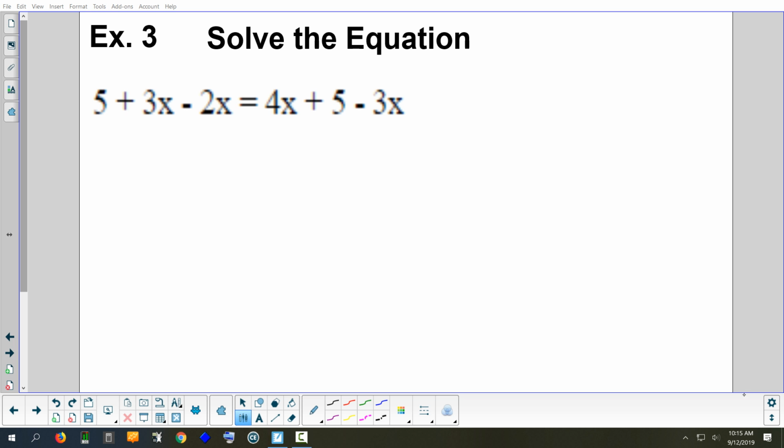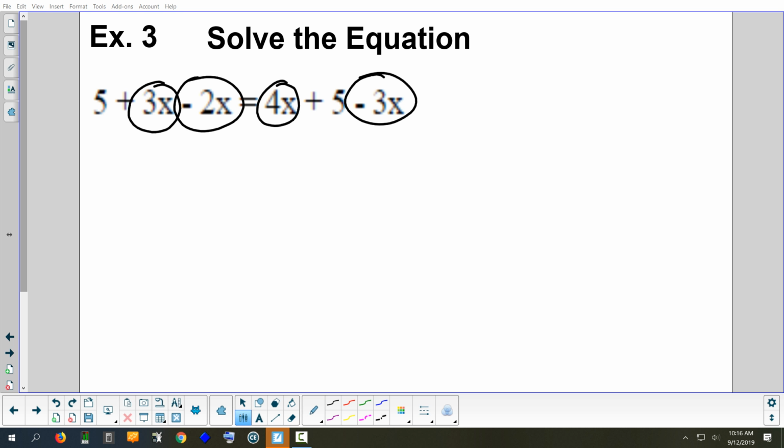3x negative 2x. All right, we'll deal with those in a second. How about my like terms on the right? Joe? 4x and negative 3x. Yep. Does it matter that they're not next to each other? No, they're still like terms, even if there's something between them.